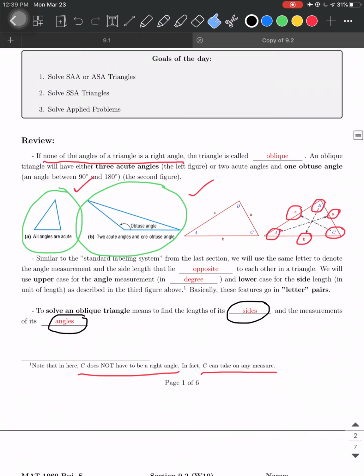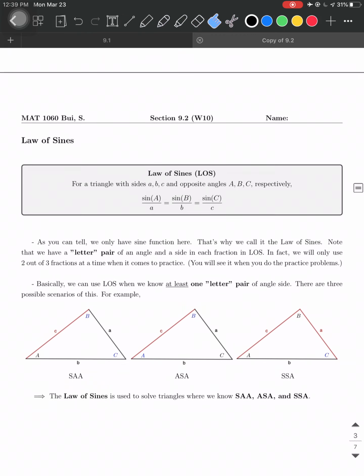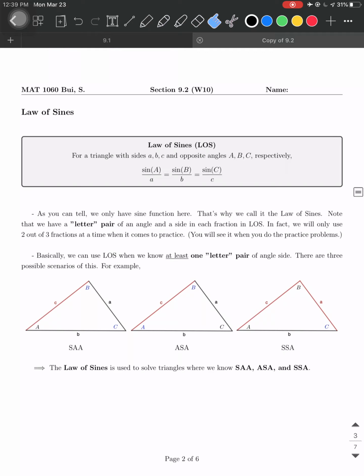With that said, I'm going to give you a new tool today, which we call the law of sines. So what does the law of sines say? It tells us that we're going to have three fractions. Why three fractions? Because in a triangle, the word tri means three. In a triangle, we have three angles and three sides, so we will have three fractions. Let me circle the fractions for you.